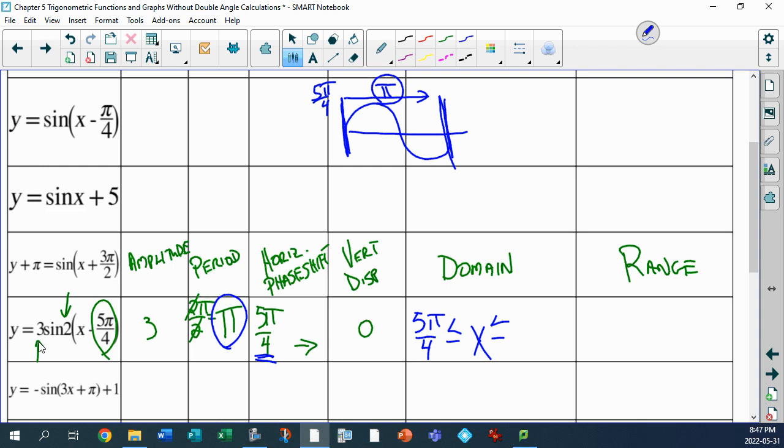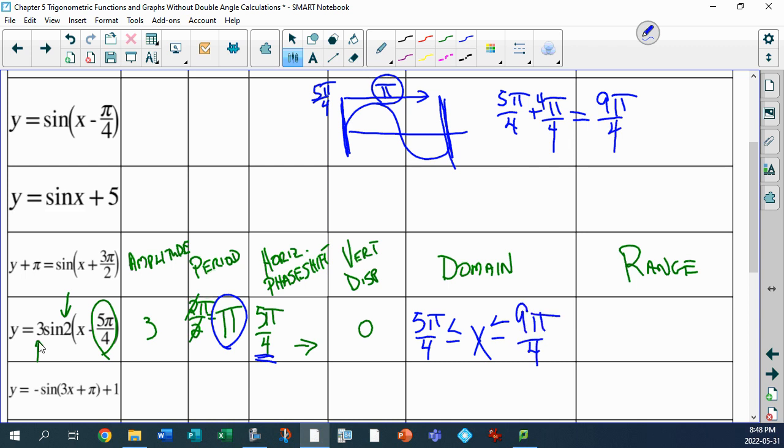So, okay, we got a little bit of math to do. 5 pi over 4 plus pi. That is our period. If that's pi, then with a common denominator over 4 this makes 4 pi over 4, which ends up being 9 pi over 4. There's our terminating point at 9 pi over 4.